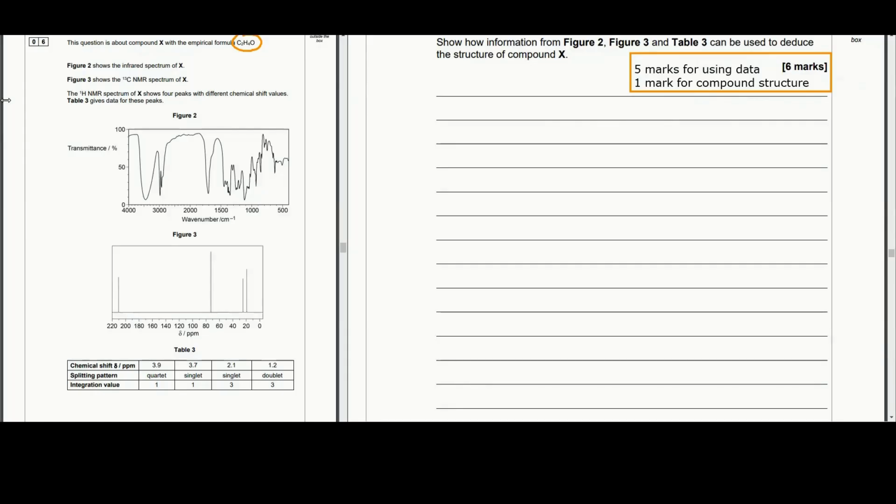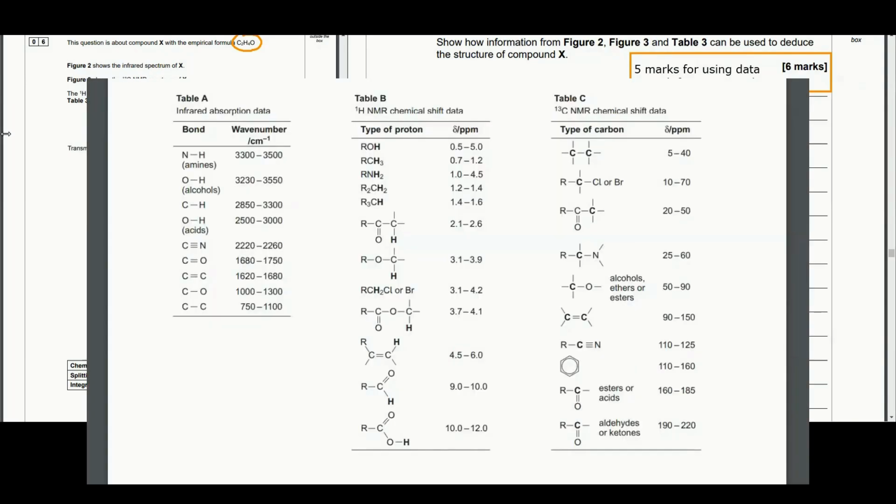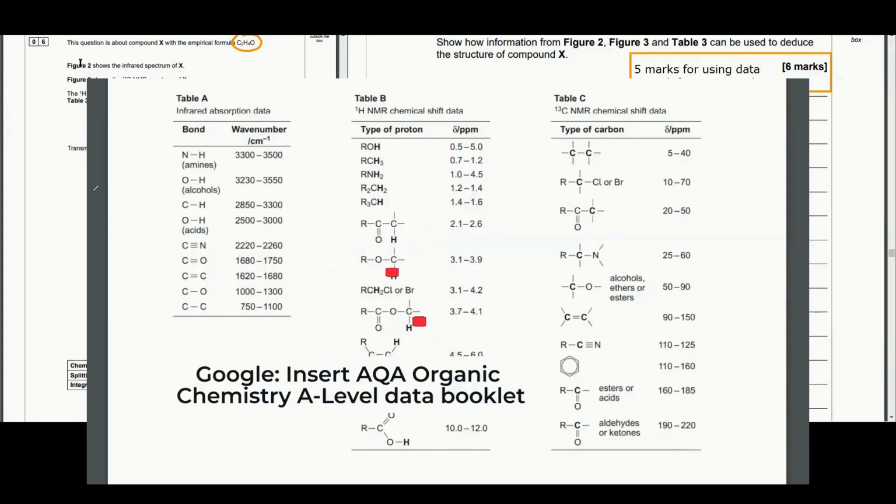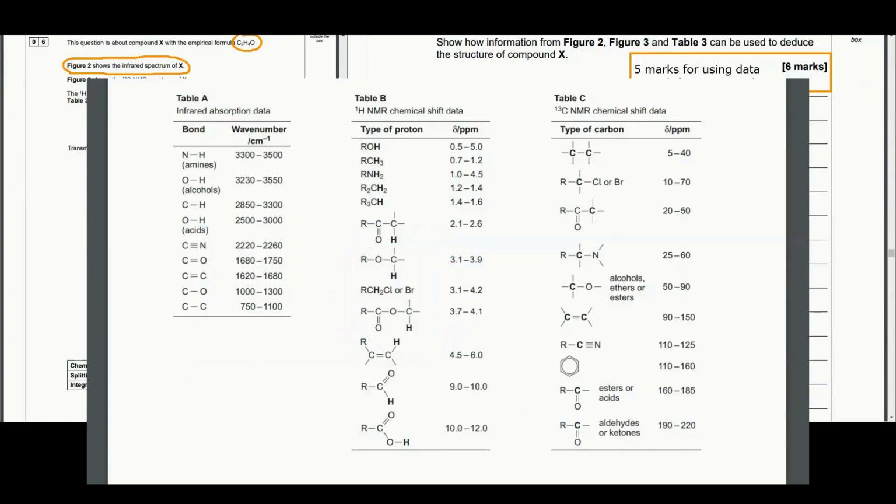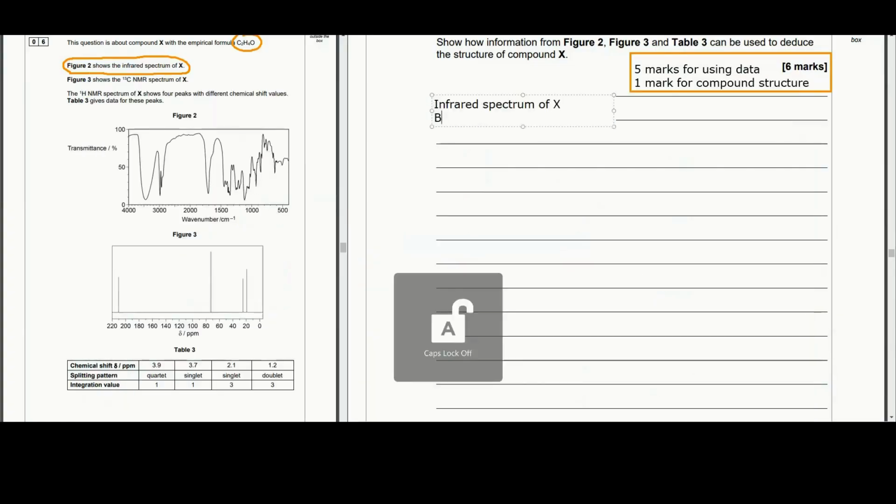So I recommend you pause the video, have a go, using an AQA chemical insert with the data table. You can just Google that to get all the relevant data. And here we go. So first of all, we're going to look at the infrared spectrum of X.